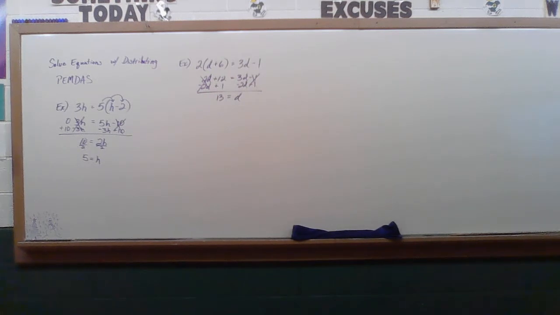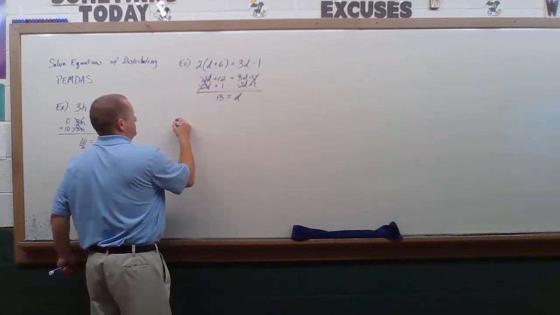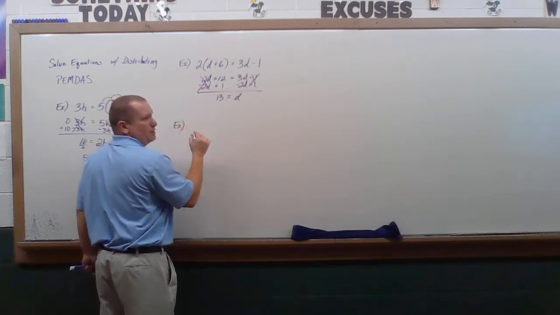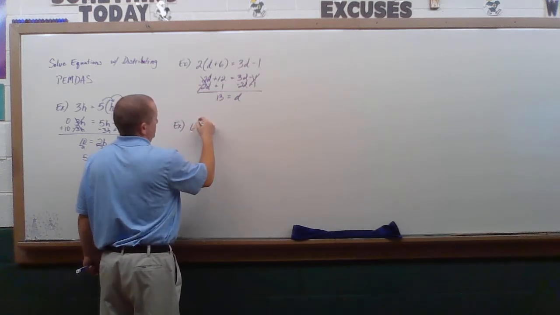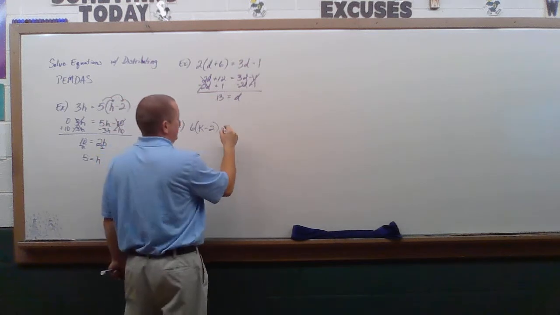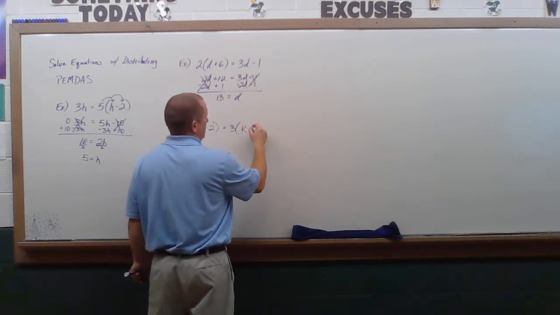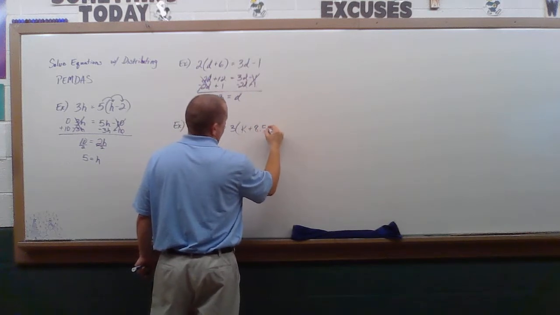Any questions there? So, what about this one? 6k minus 2 equals 3k plus 8.5.